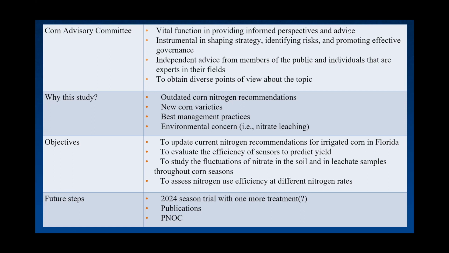So why this study? I think Sudeep already mentioned that the study considered the nitrogen rate recommendation to be updated because they are pretty old. The reasons for that are that the varieties we are considering are new. There are new management practices that are being followed by the farmers, for example soil moisture sensors and some other fertilizer blends, and obviously the environmental concern that nitrate leaching is a huge issue that goes to our water bodies.